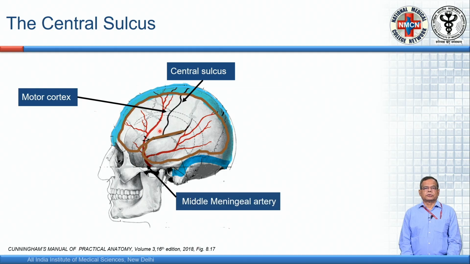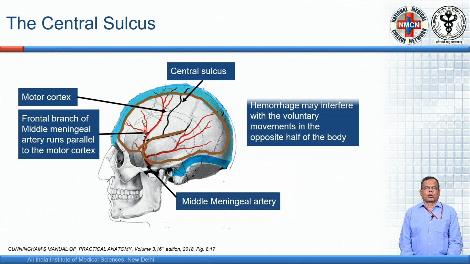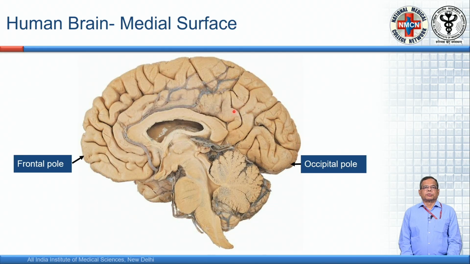This is very important because the middle meningeal artery, which lies in the dura mater, gives one branch which is parallel to the motor cortex. Any blood clot or hemorrhage in this part of the artery may interfere with the voluntary movements of the opposite side of the body.